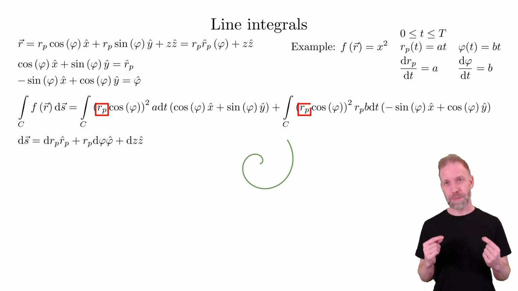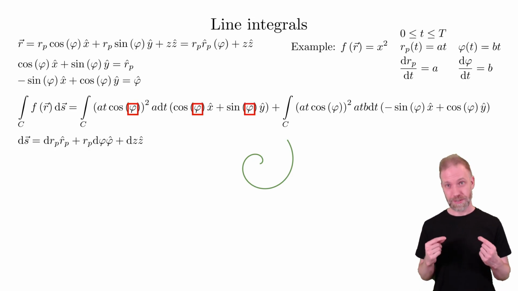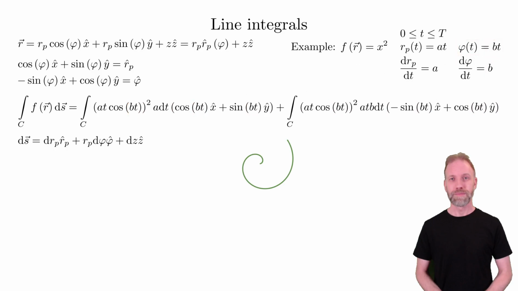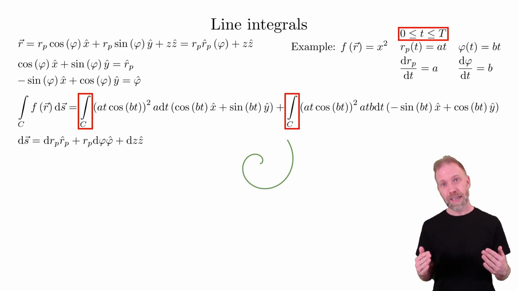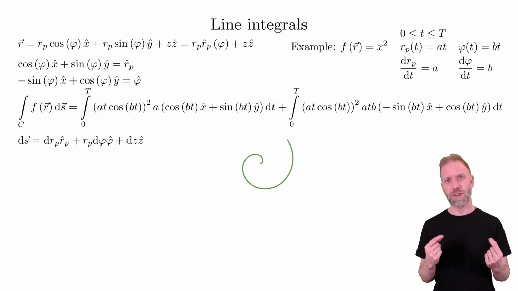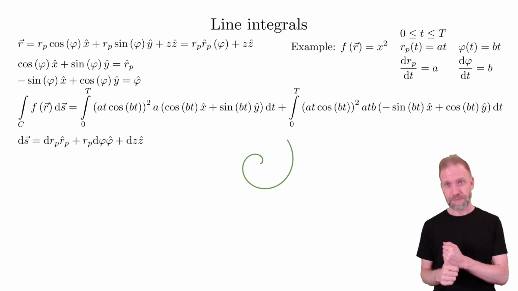Then we would insert a parameterization for rp, and insert a parameterization for phi. As we have rewritten the integrals in terms of our parameter t, we can insert the limits for t here. This is how you would solve it if you have a general parameterization. I will not waste time and solve it here. I mainly wanted to show all the steps needed for the general case.